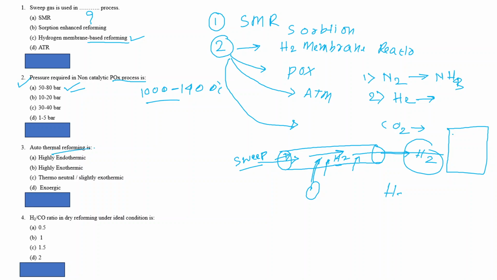Next is the autothermal reforming process. Thermodynamically, it is slightly endothermic, highly exothermic, a thermoneutral process, slightly exothermic, or exothermic. What will be your answer? C. Slightly exothermic? Okay. This is a thermoneutral process.